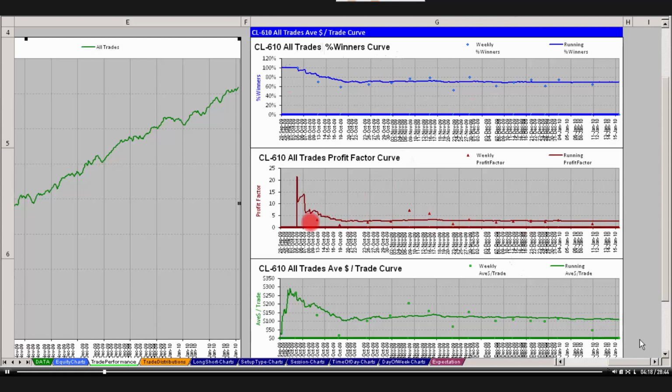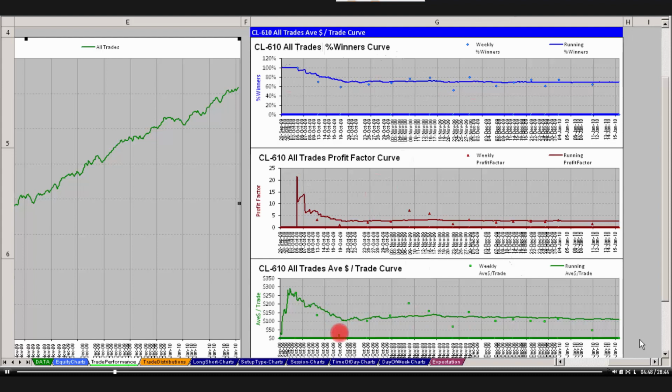Once again, we can see that the red diamonds are the weekly profit factor, and they jump up and down, but they're reasonably stable around that curve. The final graph is the average dollars per trade. This one's really telling you how much you're making on a trade-by-trade basis. It started out once again high, up at around $275 a trade, but over a couple weeks it stabilized at around $100 to $150 a trade.